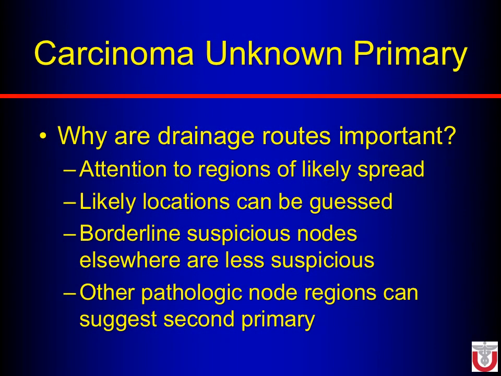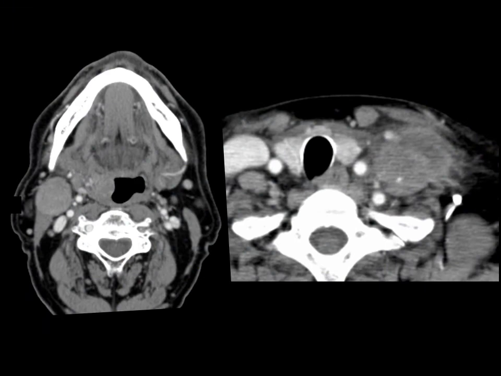Also, if we find a definite pathologic node in a different region, that can suggest to us a second primary. So here's an example of a case with a palatine primary squamous cell carcinoma and an ipsilateral level 2 node. If that patient also had a very low left supraclavicular node on the contralateral side, that may suggest to us a second primary because that lymphatic drainage doesn't quite make sense.